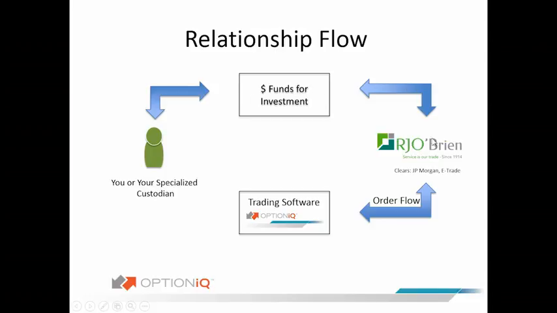O'Brien. And R.J. O'Brien, just so everybody knows, I didn't mention this, but they clear trades for J.P. Morgan and for E-Trade. So it's a very reputable company. So the money goes to R.J. O'Brien, and then R.J. O'Brien allows you to trade the Option IQ software. But all your money remains with R.J. O'Brien. That's where all the trades are cleared. They are the clearinghouse. So that's kind of the relationship flow when you're using actually cash or retirement accounts.